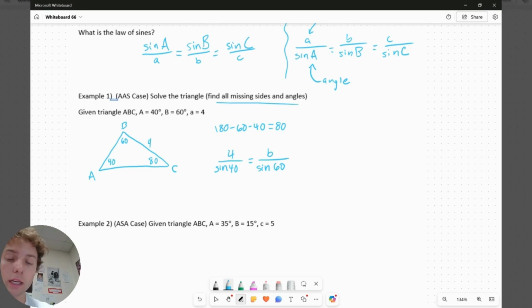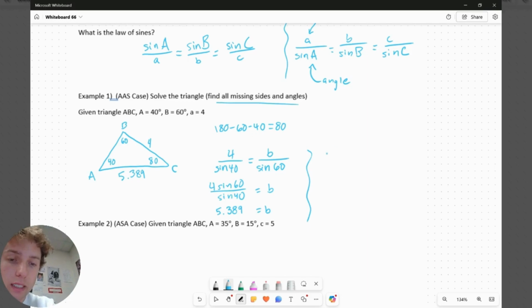From here, all we need to do is get B by itself. That means I'm going to multiply sine of 60 to the other side. Once you do that, all you need to do is type that in your calculator. That's just calculator work at that step. Make sure we're in degrees when we do our calculation, and you should get roughly 5.389. Now we have another side.